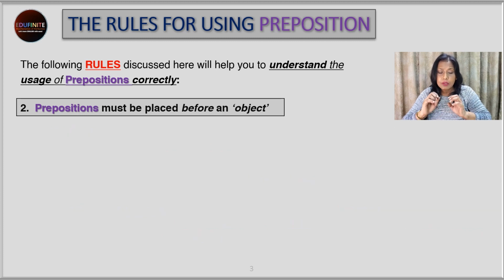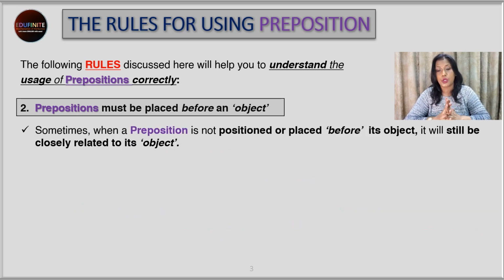Well, sometimes when a preposition is not positioned or placed before its object, it will still be closely related to its object. So, the general rule is that it has to be placed before its object. But in certain cases, there are exceptions where they are not placed exactly beside their object, but they have to have a close relation with the object, otherwise they will not behave as a preposition. So let's look into some of the examples to understand it.